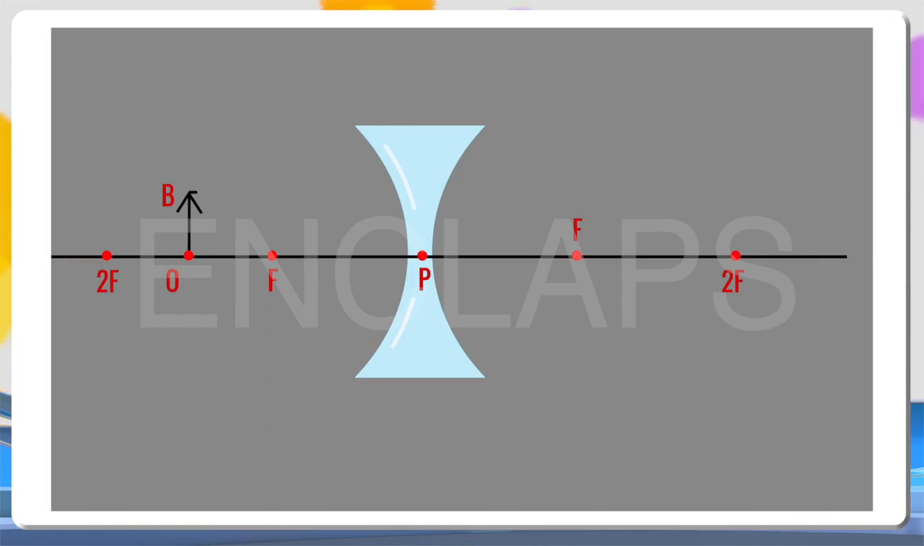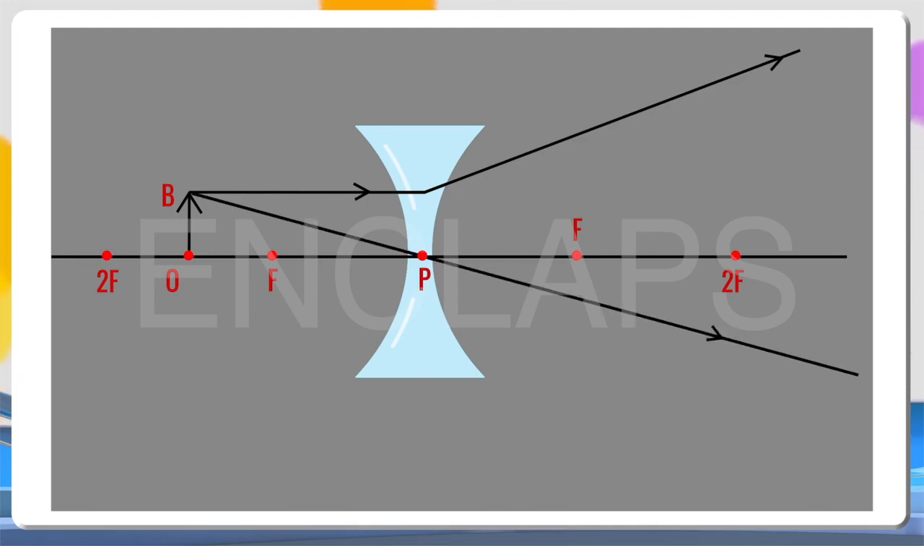The first ray is coming parallel to the principal axis. Since it is a concave lens, the ray will diverge away after refraction. The second ray is passing through the optic center or pole. It does not undergo any deviation and continues to travel in the same straight line. These rays will never intersect. So, we are extending these rays backward and it appears to meet the other ray at a point M, which is between F and the lens. The image is formed at I and the height of the image is IM.